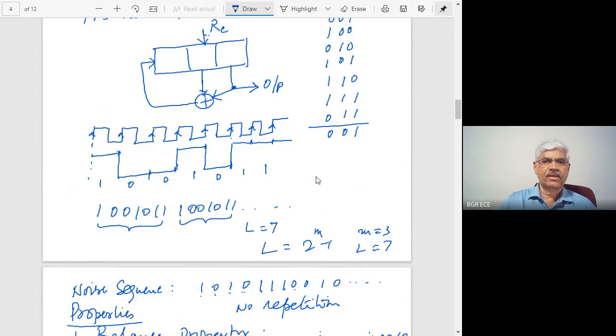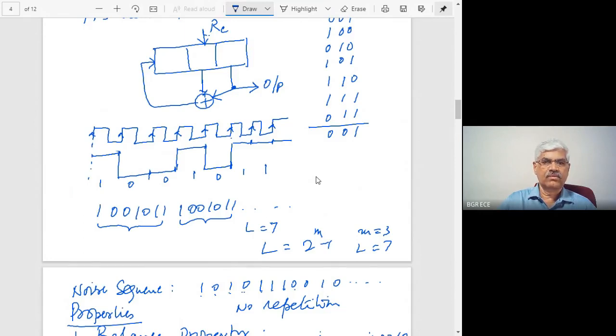Similarly, if it is TDMA, every user will be asked to transmit in certain specified time slots. There is another method called CDMA, code division multiple access. Here, every user will transmit all the time.